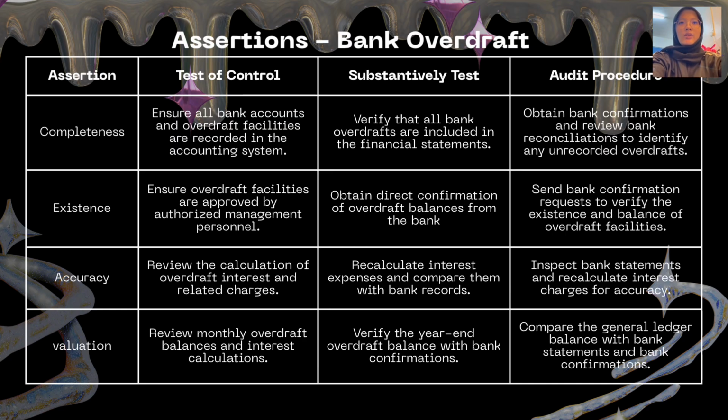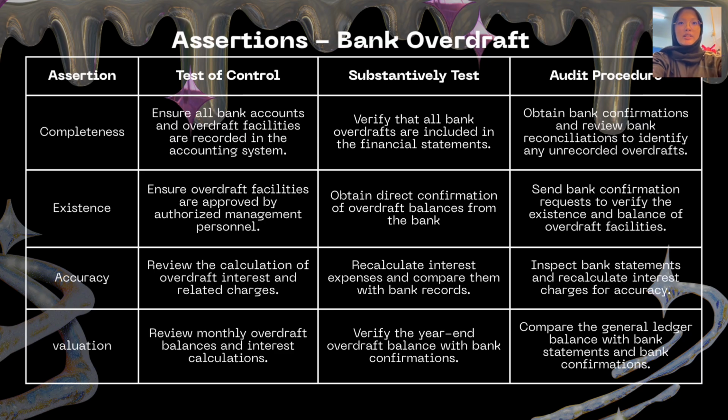authorized management. Normally, only directors or senior management have the authority to apply for and approve a bank overdraft facility. This control helps prevent unauthorized borrowing and reduces the risk of fraud. For substantive tests, the auditor obtains direct confirmation of the overdraft balance from the bank. The audit procedure is to send a bank confirmation request to verify both the existence of the overdraft facility and its outstanding balance.